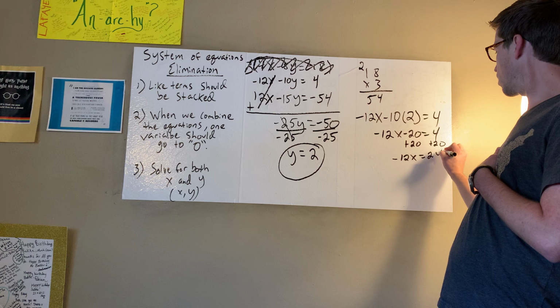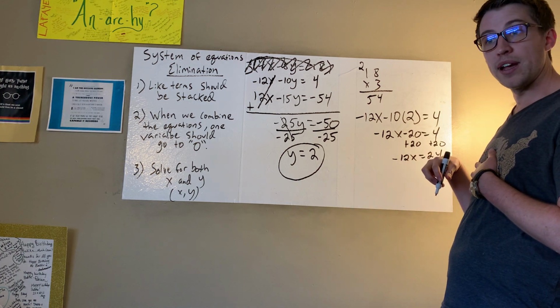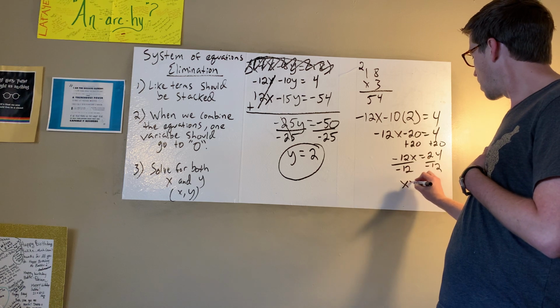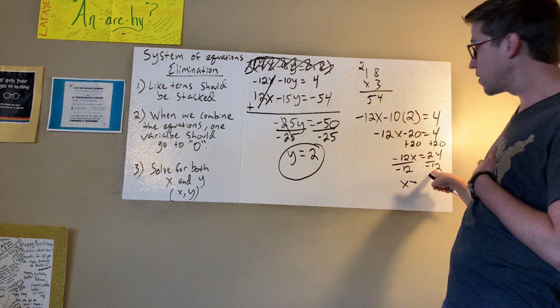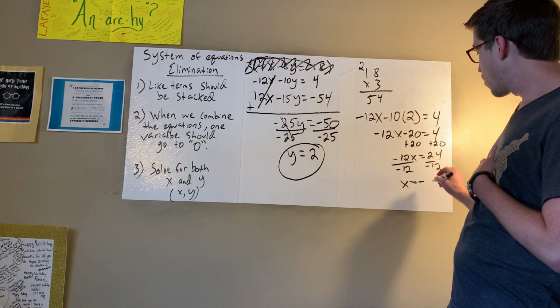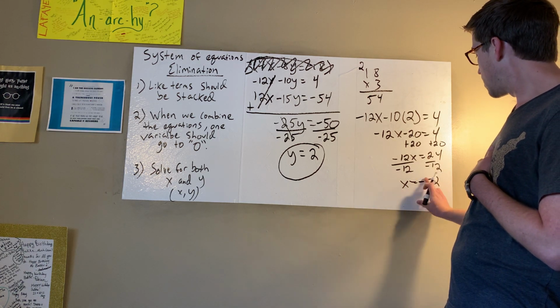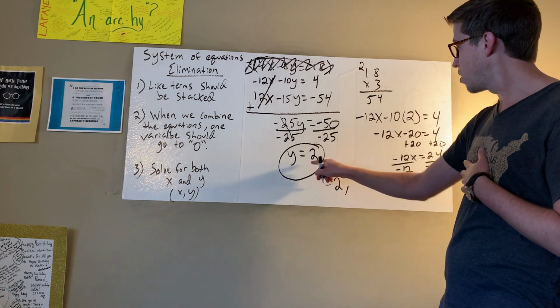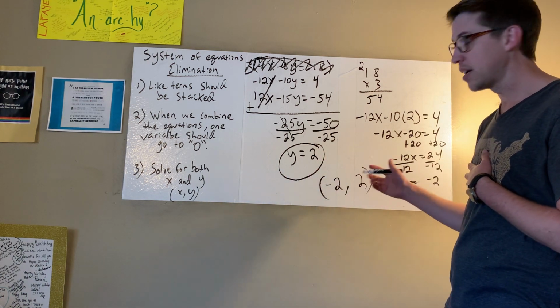to get 24. There's nothing in between the number and variable, so the opposite is division. And over here, 24 divided by negative 12. If only one number is negative, your answer is negative. 24 divided by negative 12 is negative 2. So our answer is always x, comma, what we got for y. And that would be our answer.